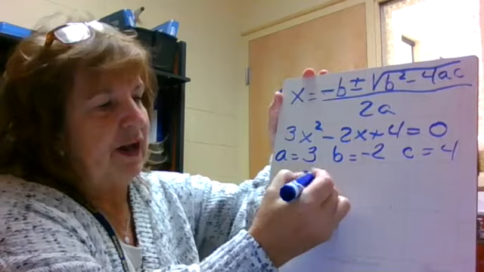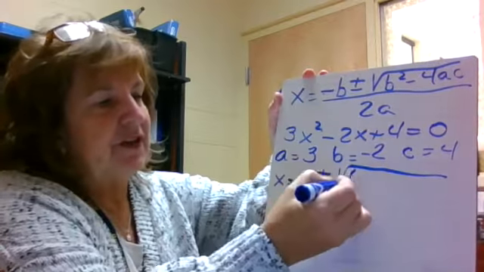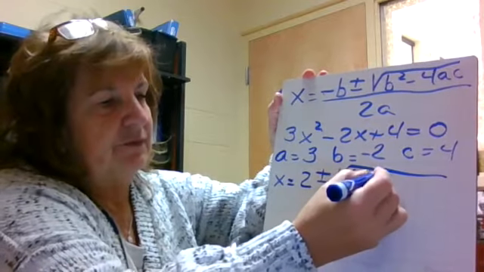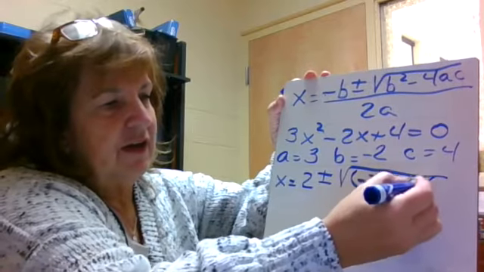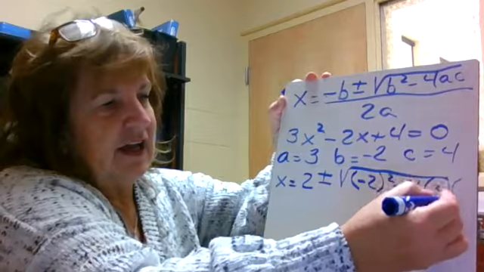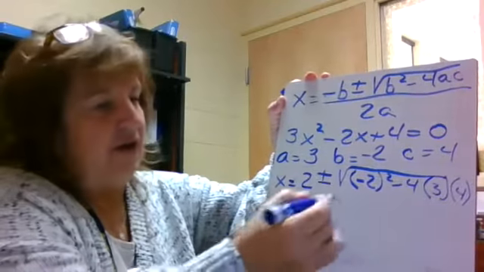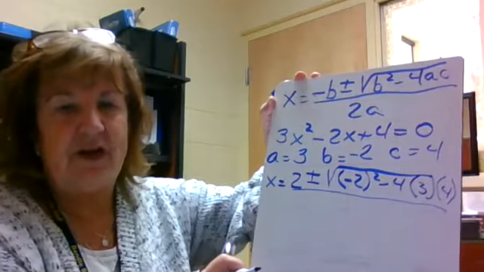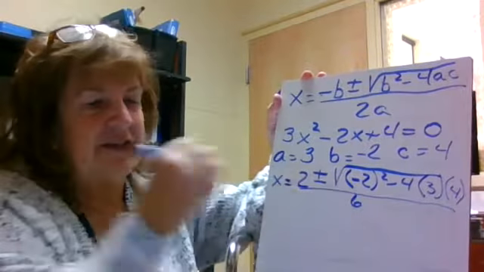And then we just keep writing, plus or minus square root. The b number is under the square root, so it has parentheses. The b number is -2 squared minus 4 times A, which is 3, and C is 4. All over 2 times A. And again, remember from yesterday, we can do that in our heads. 2 times the A number is 6.